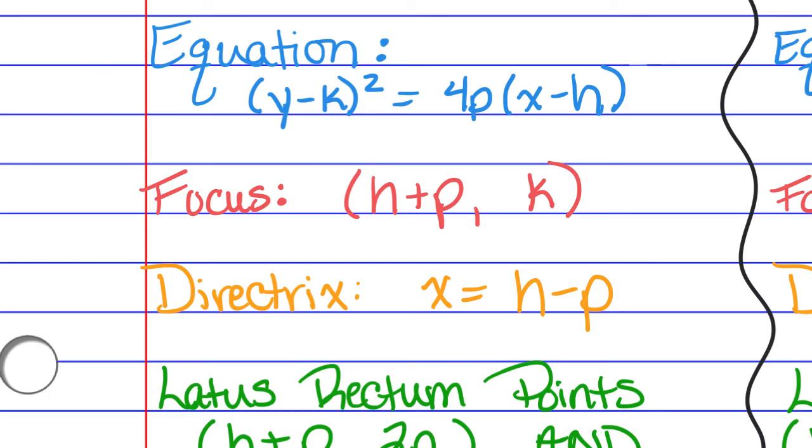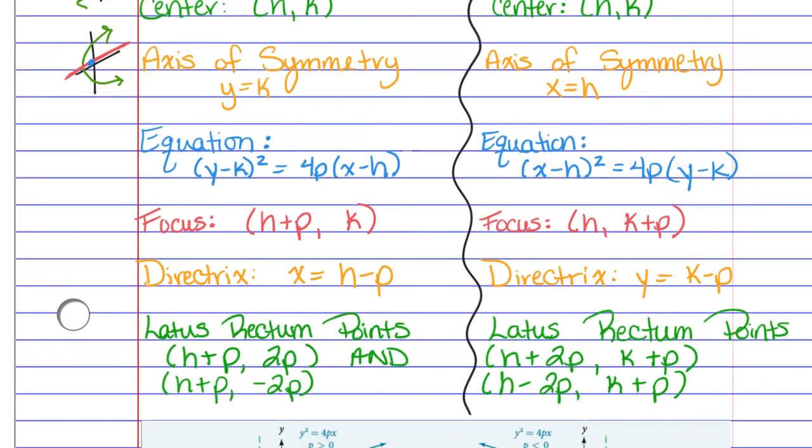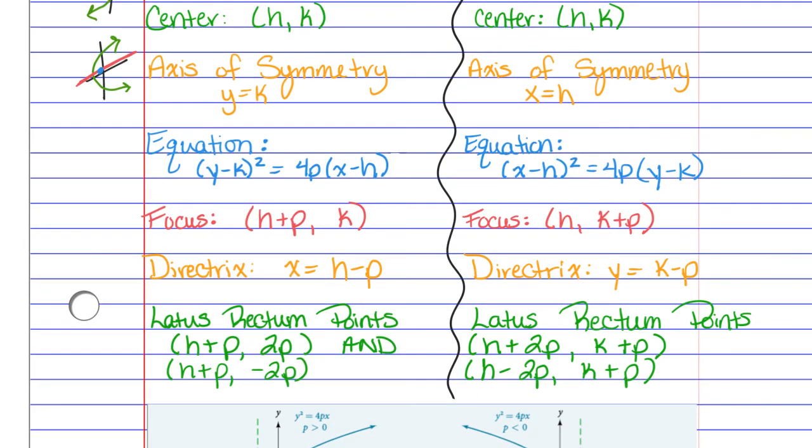But the formulas don't matter if you can understand the concept, because then the formula will make sense once you understand that the focus is simply a distance from the center. So you're going to add it. If it opens left or right, obviously your focus is going to be left or right of your vertex, so you're going to be moving your x value from your center. If it opens up or down, then you're moving up or down from your vertex, so you're changing the y value of your focus.